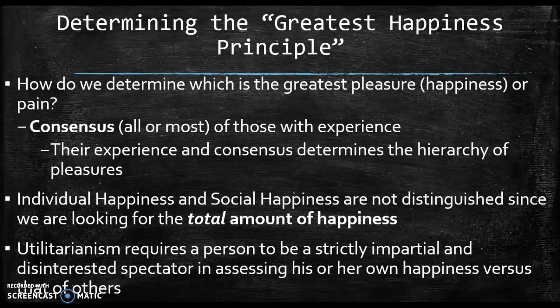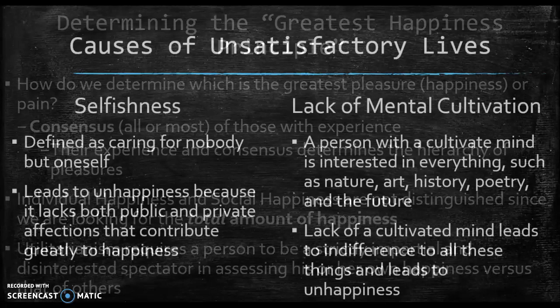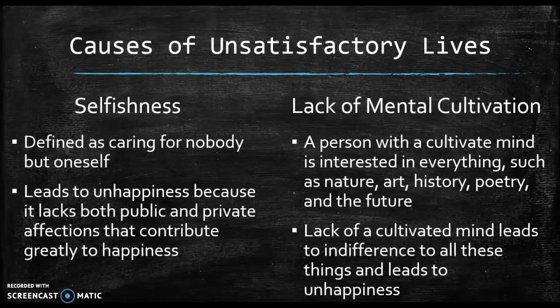Again, the greatest happiness principle, that's the greatest good for the greatest number. We're looking for consensus, for everybody, total amount of happiness, not just individuals. Again, it requires a person to be strictly impartial and a disinterested spectator. And that's what I mean by your desires matter, but no more so than anybody else's. They have no more weight. So this is what they argued. What causes unsatisfactory lives? What makes people unhappy? Selfishness.